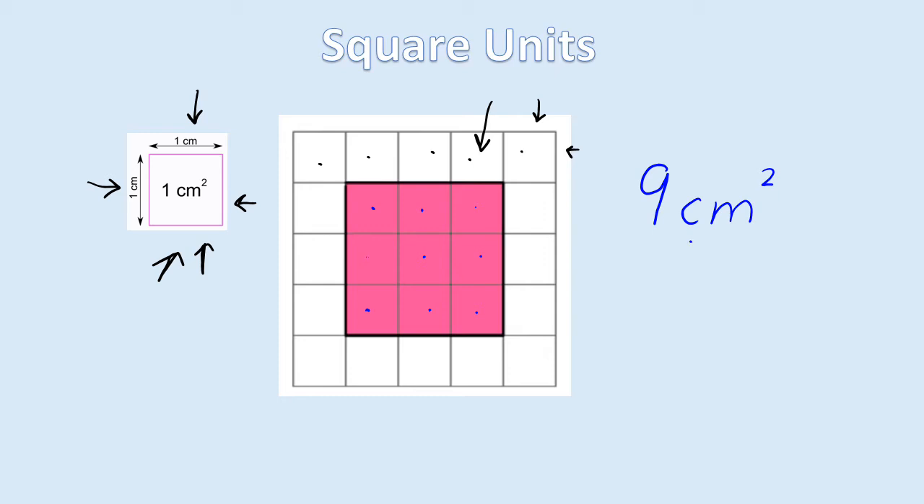Now this here is how you write square centimeters. It's centimeters with a little 2 at the top. And you would have noticed that from the beginning of my video. Let's try another one together.